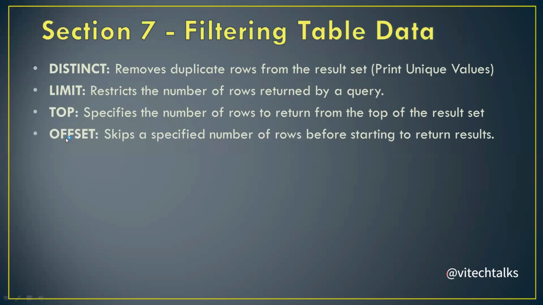Offset is the keyword. Suppose you want to skip 5 rows, the offset is going to work like an index.